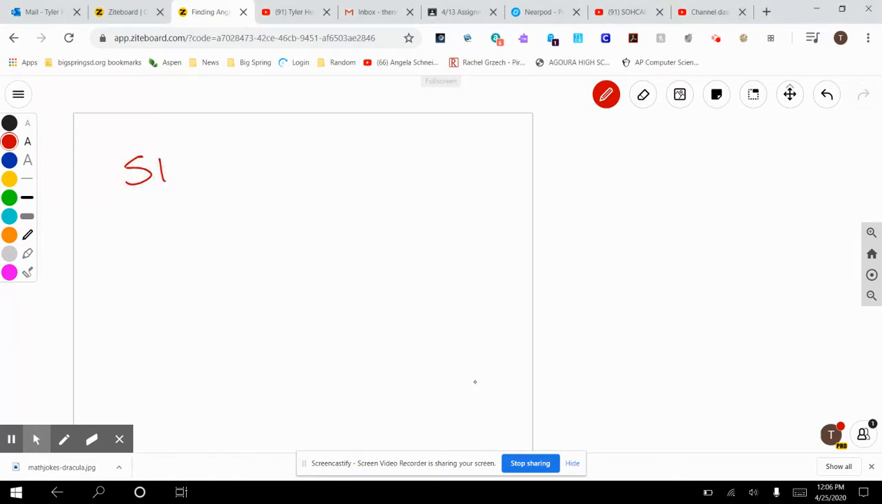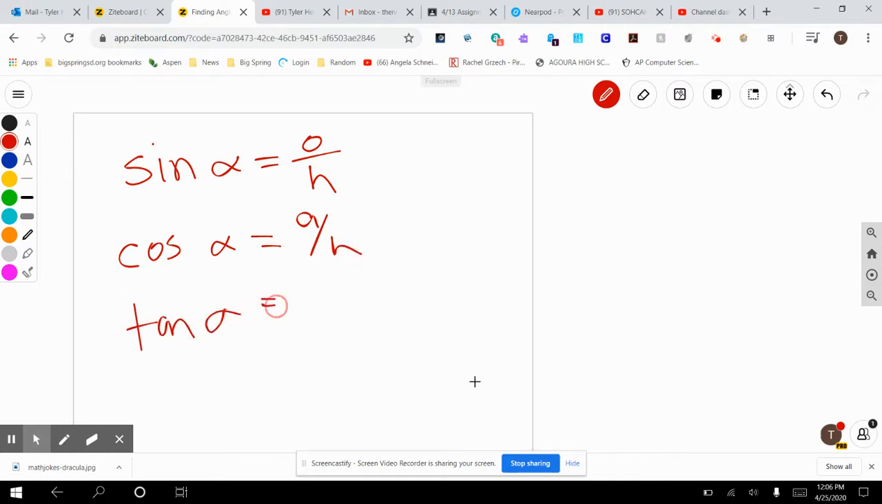First of all, sine of an angle, and I'm going to use this fancy Greek symbol, is always opposite over hypotenuse. Cosine of an angle is always adjacent over hypotenuse, and tangent of an angle is always opposite over adjacent. We never use the right angle.